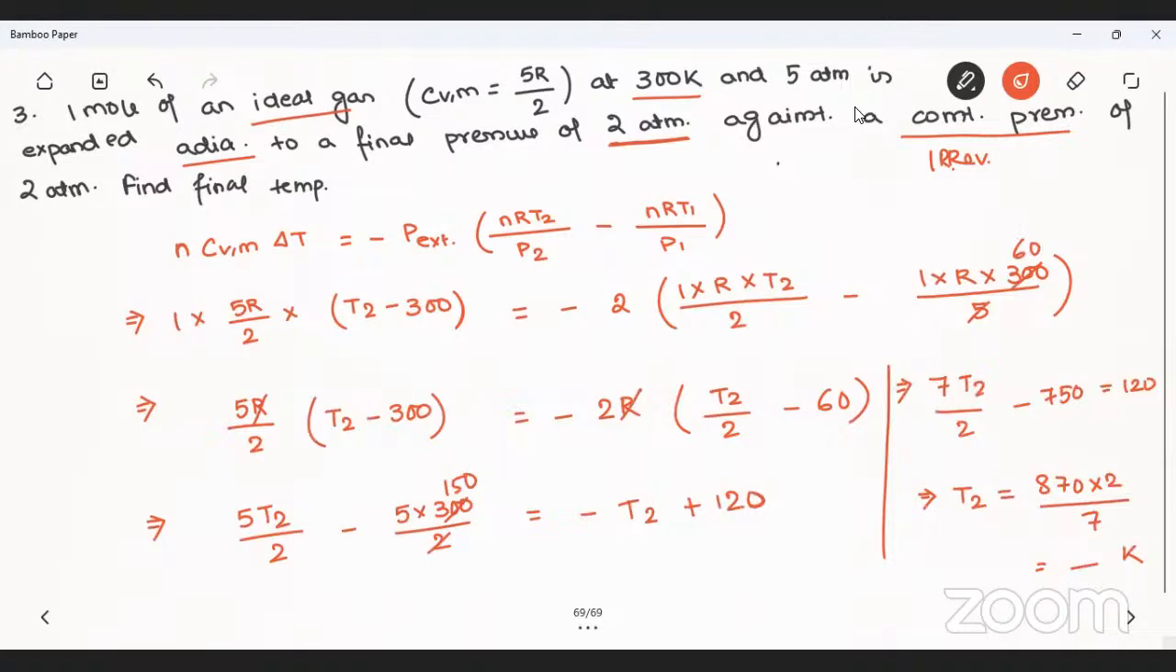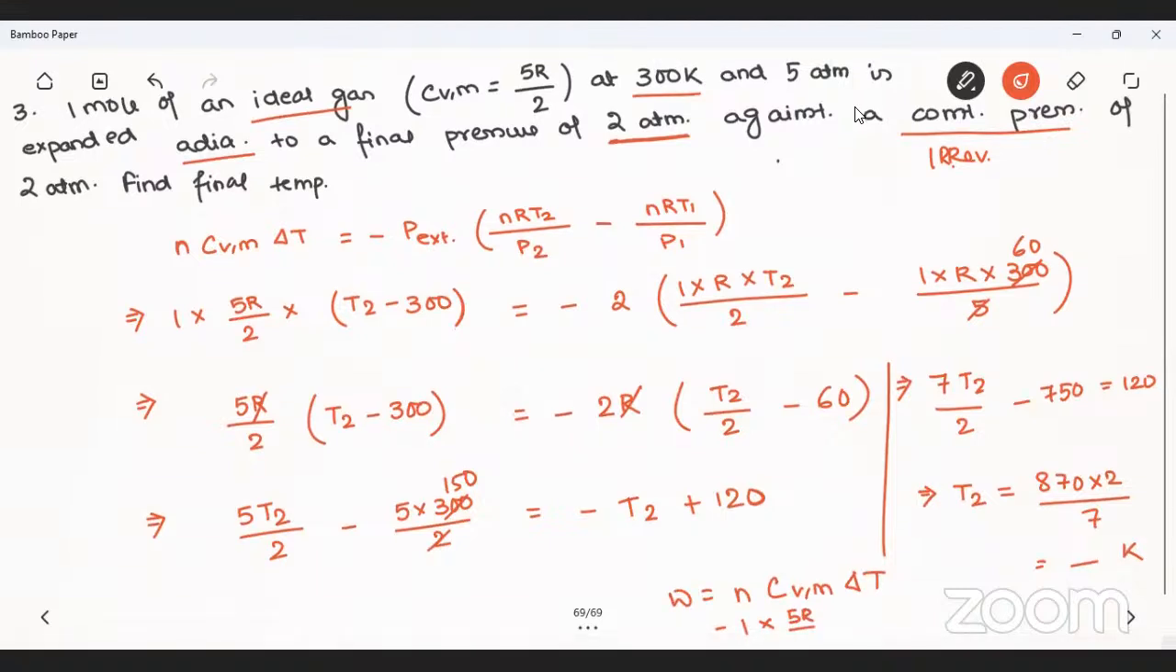So is this part clear, how to calculate the final temperature? Now in this process, if they have asked you to calculate the work done, what will you do? This part is calculated. Then for work done, use this formula. So work done is equal to n Cv,m delta T. Cv,m is given, n is 1 mole. It is 1 into 5R/2 into delta T, you will get something minus 300. Okay, so this is how you will be calculating the work done.